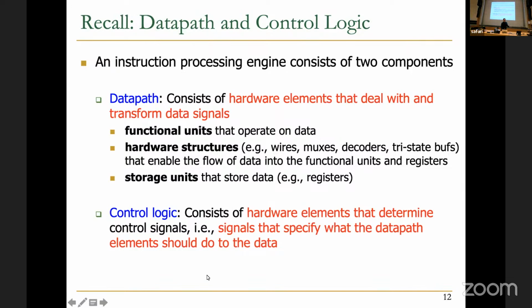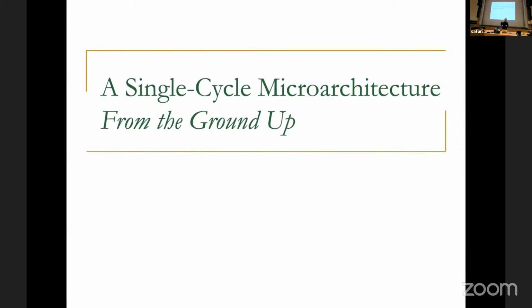So control logic consists of the hardware elements that determine control signals. In other words, signals that specify what the data path elements should do to the data. How should the data flow? Where should the data flow? How should the registers get updated, for example? And we did this, so I'm not going to go through this.